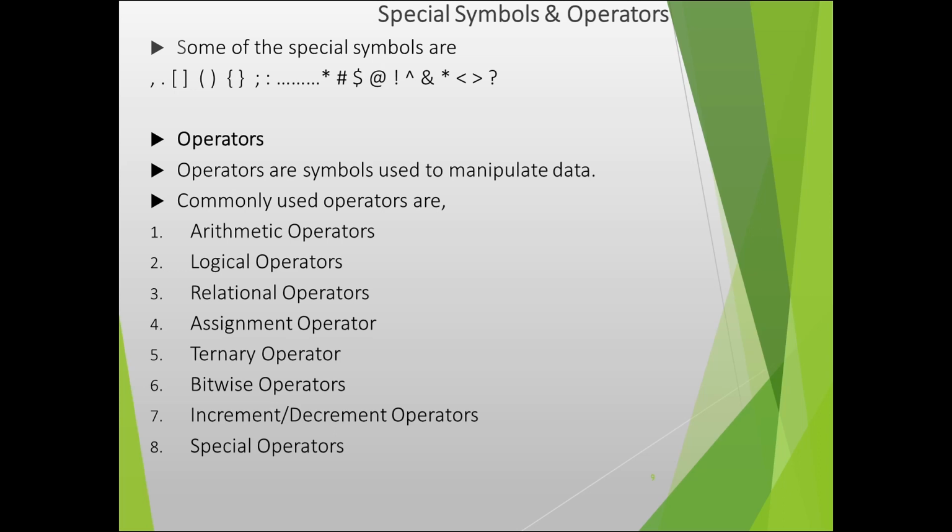Special symbols as well as operators. So special symbols are comma, semicolon, full stop, square brackets, opening and closing parenthesis, curly braces, dollar, pound symbol, at symbol, exclamation symbol, and star, opening angle bracket, closing angle bracket, question mark, and so on. So these are some of the special symbols which are used in C.